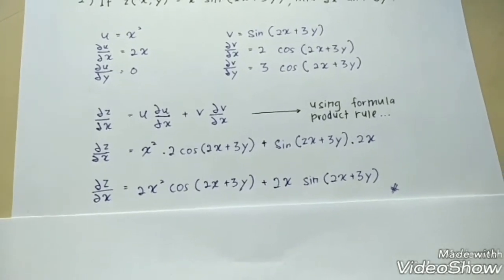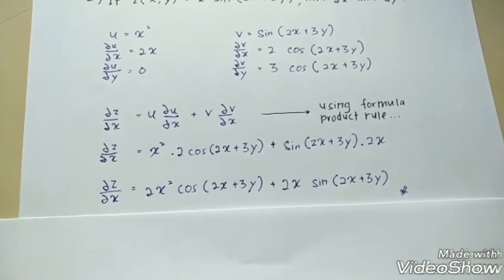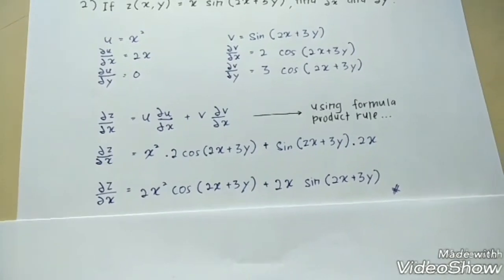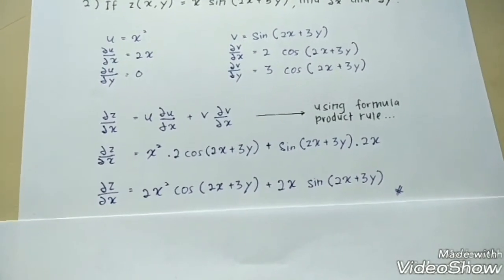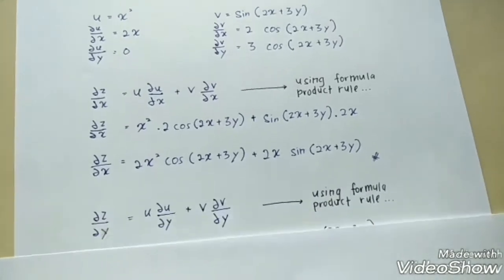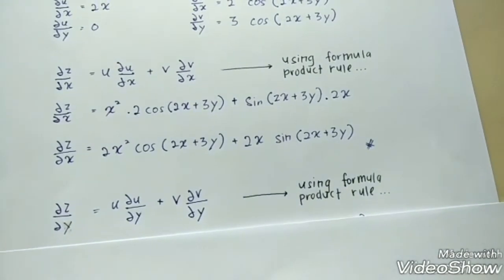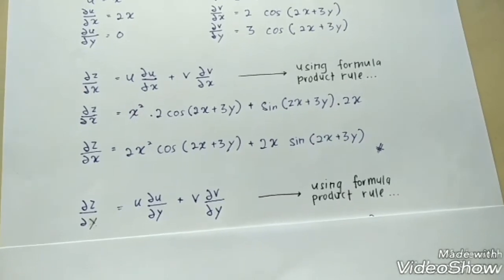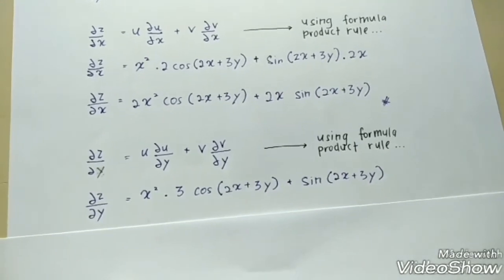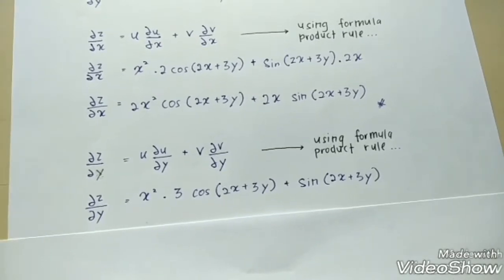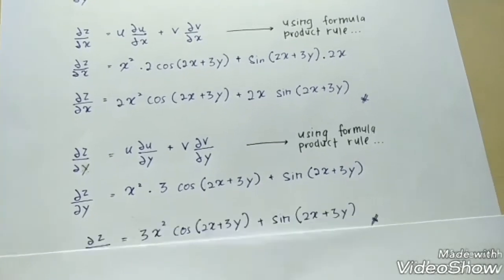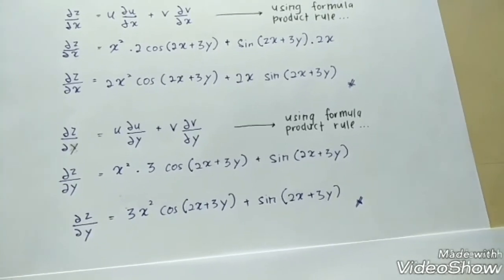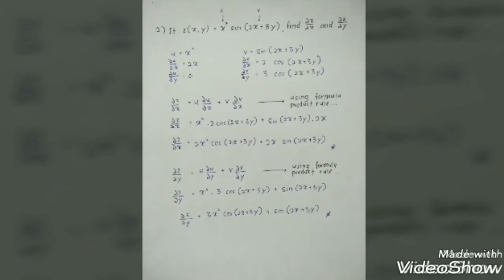x² times 2cos(2x + 3y) plus sin(2x + 3y) times 2x. So we get the answer for ∂z/∂x: 2x² cos(2x + 3y) plus 2x sin(2x + 3y). It is the same for ∂z/∂y, just using the product rule formula: x² times 3cos(2x + 3y) plus sin(2x + 3y) times 0. Then we get the answer for ∂z/∂y: 3x² cos(2x + 3y).